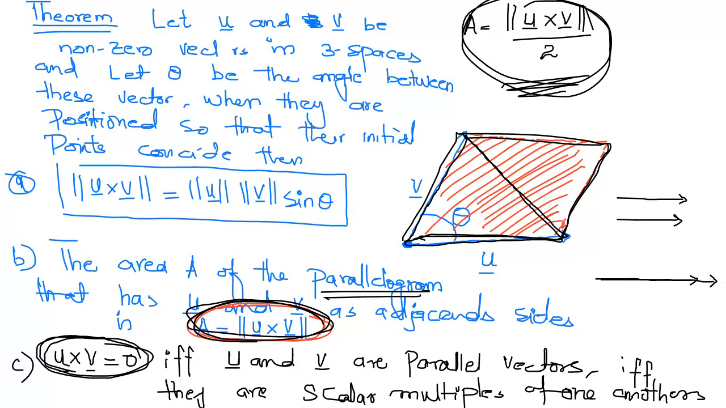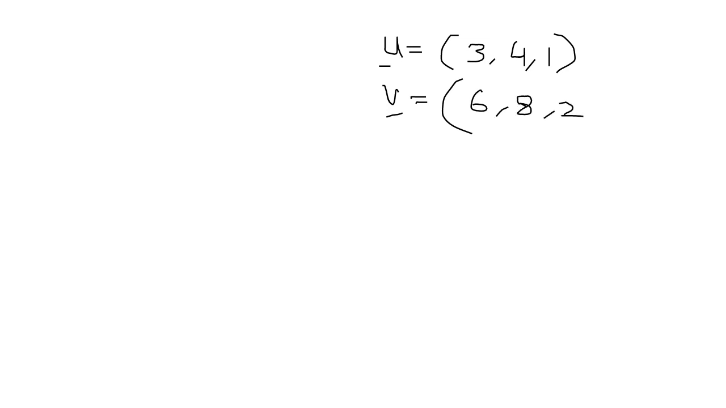And also, for example, if I write here u vector is equal to 3, 4, 1, and v vector is equal to 6, 8, 2, can you find the comparison between the u and v vectors? If I multiply vector u with 2, will that give me vector v or not? Yes or no? If I multiply vector u with 2, that gives me the vector v. Yes.